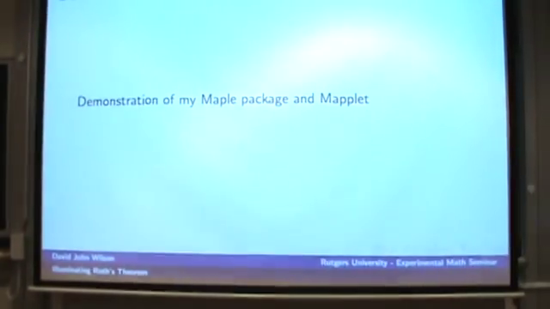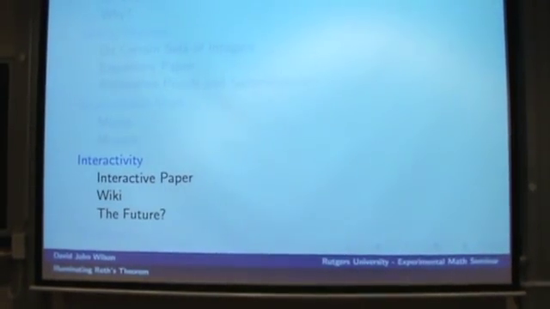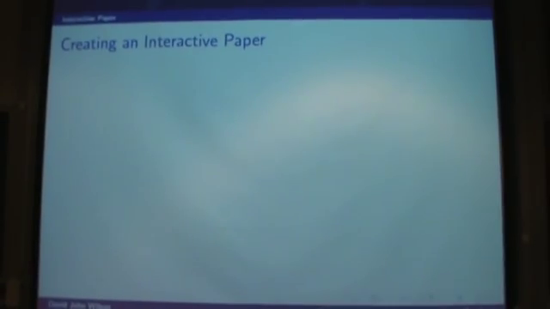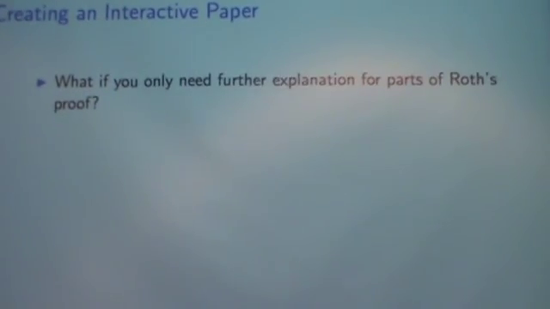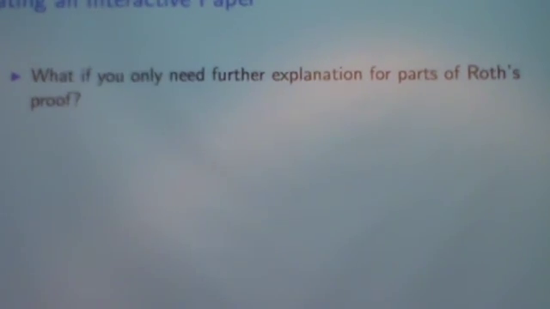So now back to my paper and talk about interactivity. This stemmed from a discussion with Dr. Z about how to make Roth's theorem a bit more transparent and a bit more understandable. And I guess the question that came up when we were talking was, what if you didn't need all this further explanation? There are a lot of steps in Roth's theorem that aren't that clear, but there are some that, if you know a bit about arithmetic combinatorics or about asymptotics, you don't need explained to you in full. Why would you want to read a full 50 pages when you only need a few little areas explained?